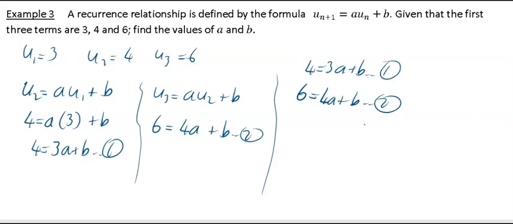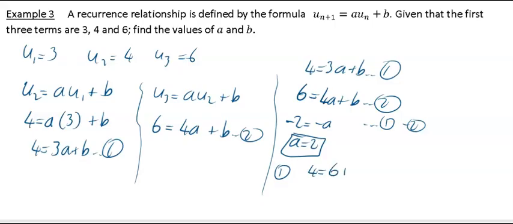I always just do the top one minus the bottom one, so that's just going to be equation 1 minus equation 2, which is just going to be 4 minus 6, which is minus 2, 3a minus 4a, which is minus a, and b minus b, they cancel out. So you've got minus 2 is equal to minus a, or a is equal to 2. Put that back into equation 1. You're going to have 4 is equal to 3 times the 2, which is 6, plus the b, or minus 2 is equal to your b. b is equal to minus 2.